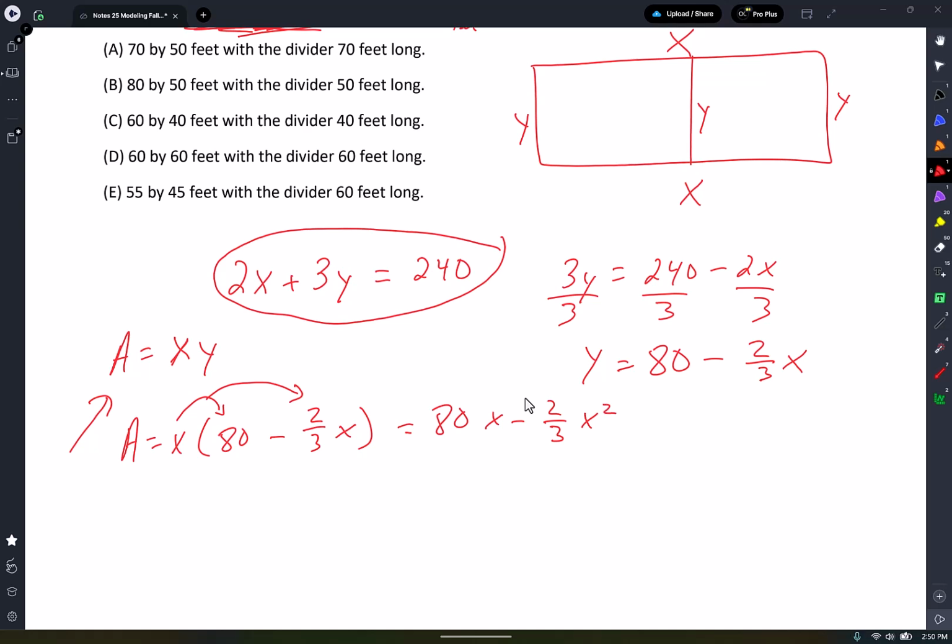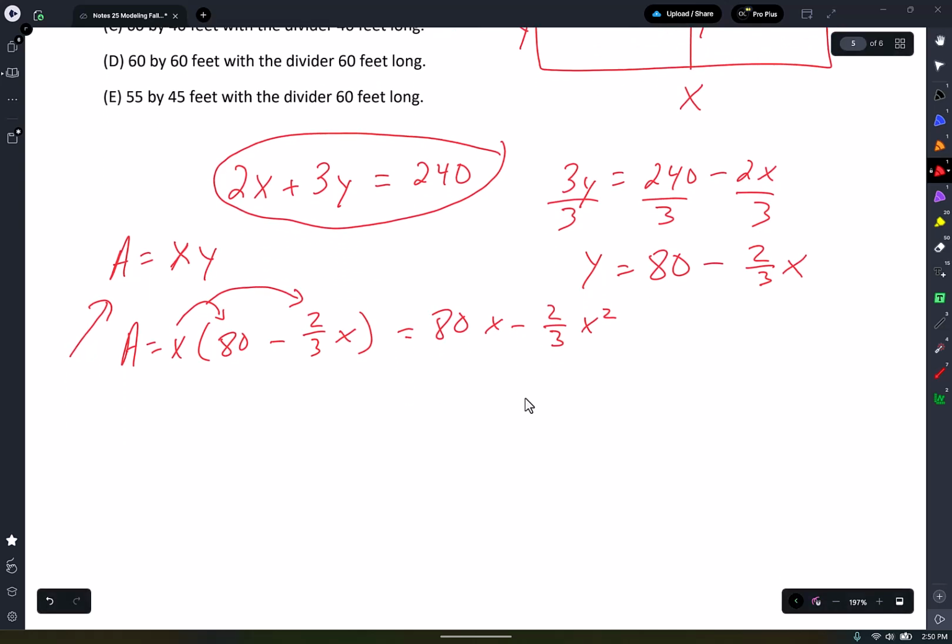Are we still okay? All right, here we go. I'm going to take a derivative. That's what I want to maximize. What's the derivative of 80x? 80 minus, what's the derivative of 2/3 x squared? Yep. Equal that to 0.